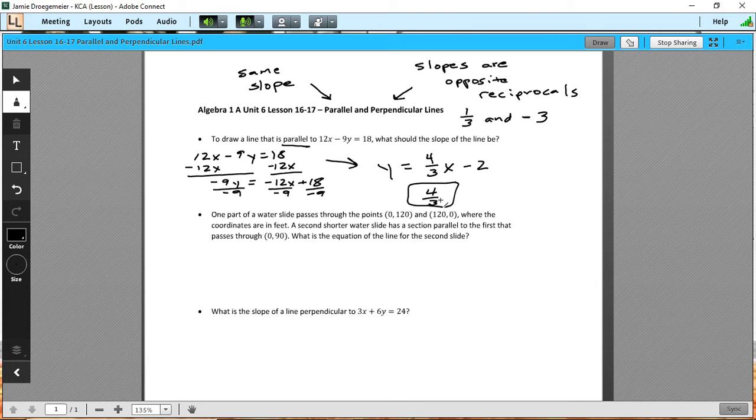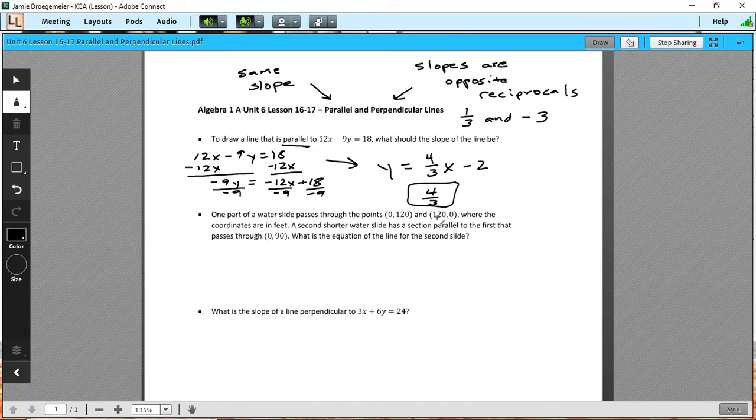All right, second example here. One part of a water slide passes through the points (0, 120) and (120, 0), where the coordinates are in feet. So (0, 120), (120, 0). A second shorter water slide has a section parallel to the first that passes through (0, 90). So what is the equation of the line for the second slide?